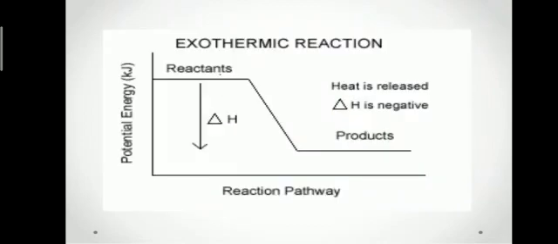This is a general graph of the exothermic reaction. The reactants are converting into the products. The reactants need less energy. It means that for the breaking of bonds less energy is needed, and for the formation of new bonds more energy is released. So del H is negative, heat is released, and the reaction is exothermic.